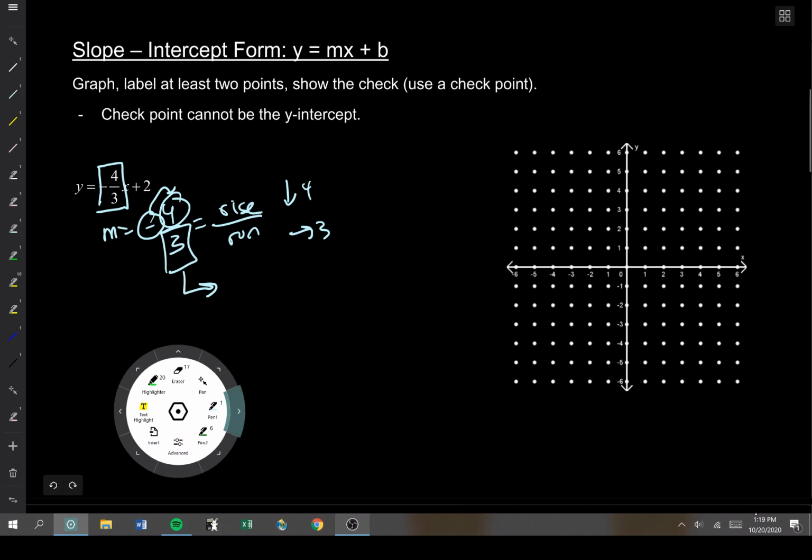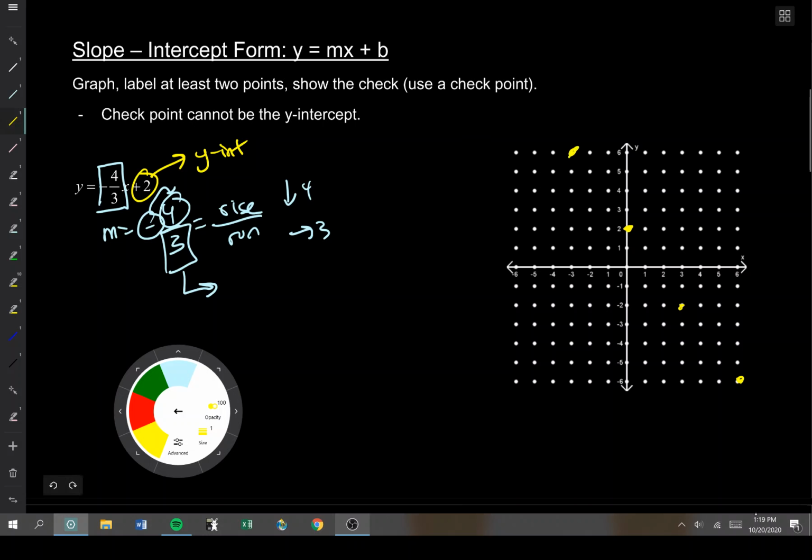This is the y-intercept. The y-intercept is 2. That means that my graph starts at 2 on the y-axis. That's my y-intercept. And from there it goes down 4, right 3. Down 4, right 3. Once you can't go down and right anymore, go up and left.